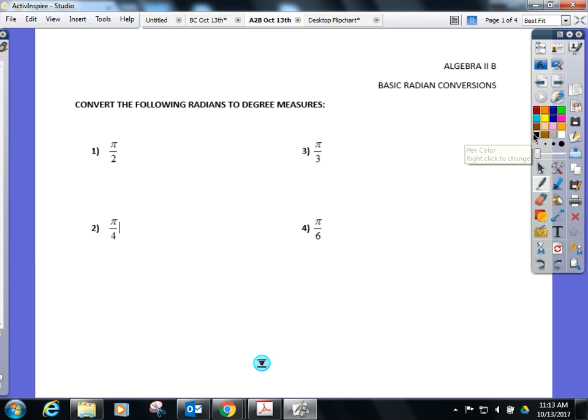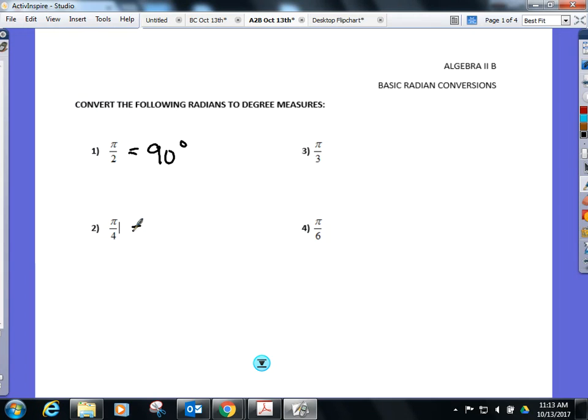Pi over 2 is the same as how many degrees? 90 degrees, yep. How about pi over 4? 45 degrees. How about pi over 3? 60. And pi over 6? 30 degrees. Okay.